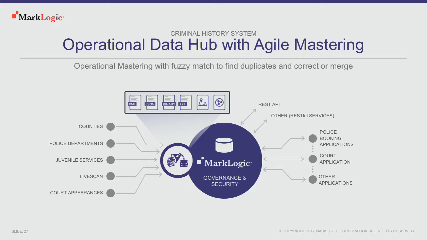Doesn't look a whole lot different, but counties, police departments, juvenile services, live scan, court appearance, lots of different data types. They got to merge it all together, and they use MarkLogic to do that. It's kind of a textbook case for Operational Data Hub / Agile Mastering, if there were a textbook on Agile Mastering.